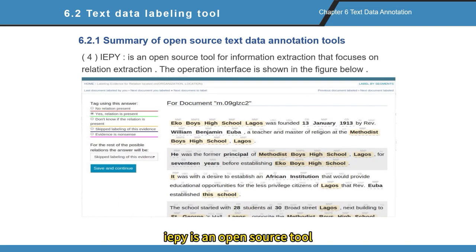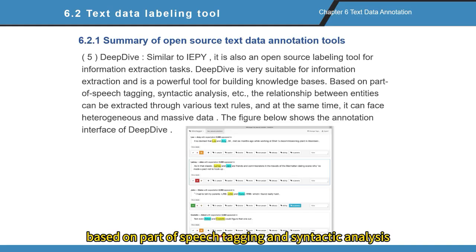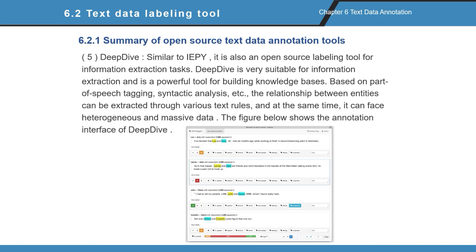IEPY is an open-source tool mainly for information extraction, especially relation extraction. Its operation interface is designed to help users tag relations in text documents. DeepDive is similar to IEPY, an open-source labeling tool for information extraction tasks. It's well suited for information extraction and building knowledge bases. It can extract entity relationships based on part-of-speech tagging and syntactic analysis, and handle heterogeneous and large-scale data.